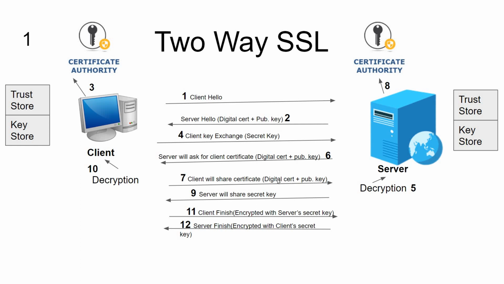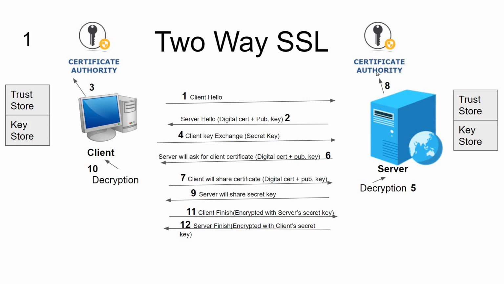Now, as soon as this information is received by the server, it will check with the certificate authority by taking this digital certificate. If the certificate authority confirms, the server will also send one more secret key, the way the client has sent the secret key to the server. The server also will send a secret key, encrypting it with the public key of the client, which is already shared to the server in the seventh step.